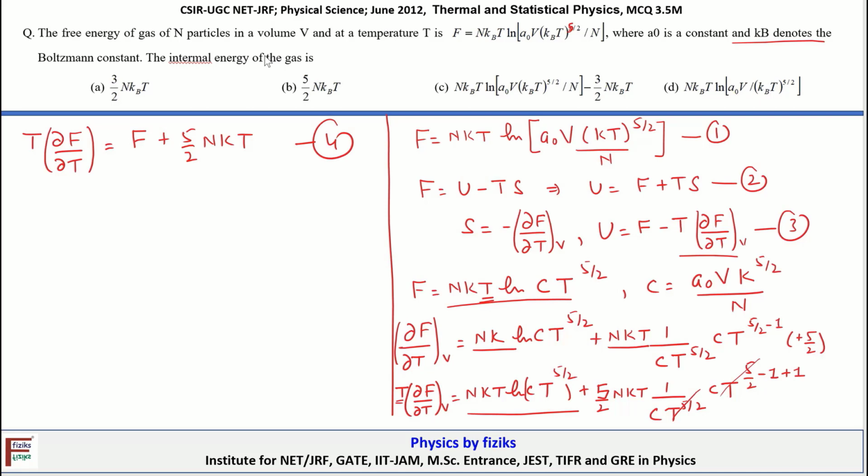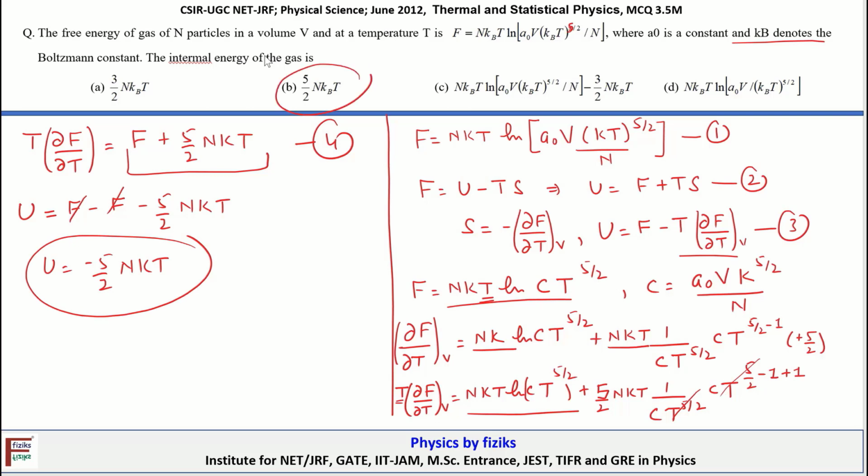Now equation 3 and 4 give us U equal to F minus T dF by dt. So I am going to substitute the value of T dF by dt minus F minus 5/2 nkT. So F and F will cancel with each other, so U is equal to minus 5/2 nkT. Okay, so B is the correct option here. Of course, the negative sign is not there, but in magnitude this is the exact expression. So therefore B is the correct option here.